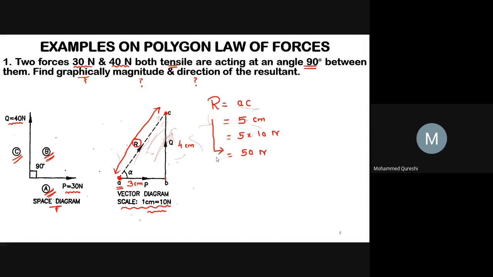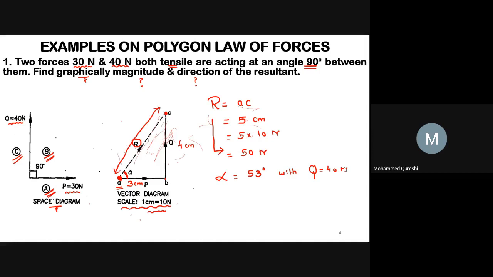Now, by using your protractor, put your protractor point here and measure this angle alpha. So you will get alpha equals to 50 degree with Q force, that is 40 Newton. By this way, you have to calculate the magnitude as well as direction of the resultant force.